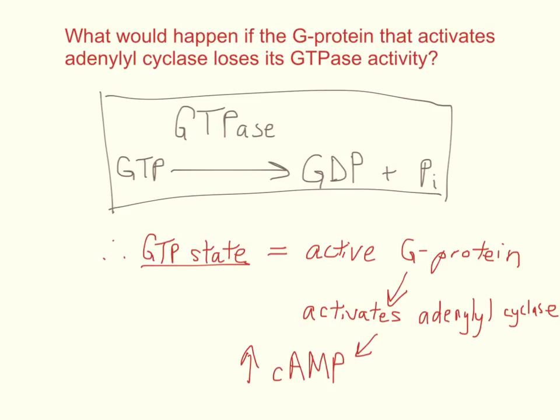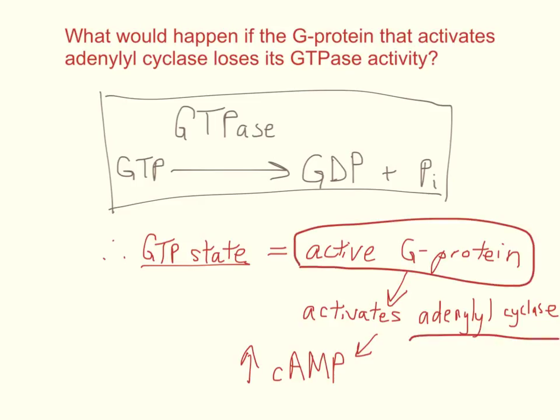Since we know that this particular G protein is one that activates adenyl cyclase, and since the GTPase activity is lost, this G protein will stay in the GTP active form, and then this will continually activate adenyl cyclase, which means that there will be more activated adenyl cyclase in the environment. And what does adenyl cyclase do? Well, it produces cyclic AMP, so we will have increased levels of cyclic AMP.